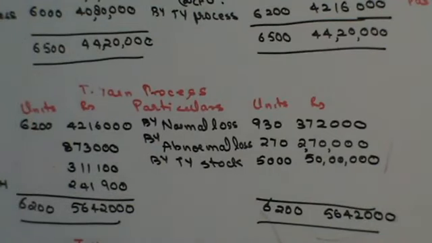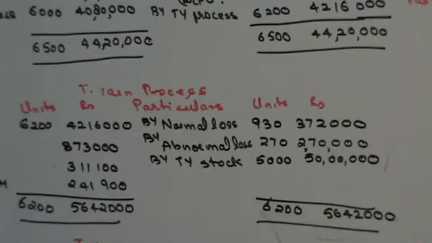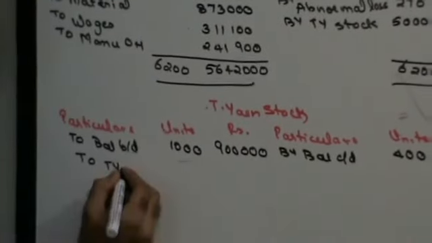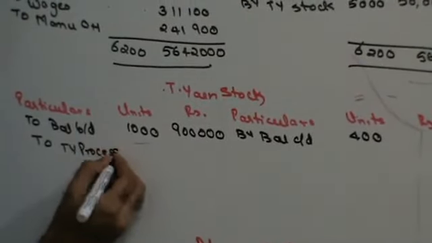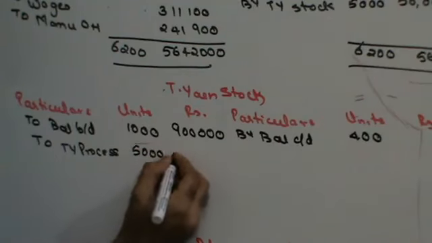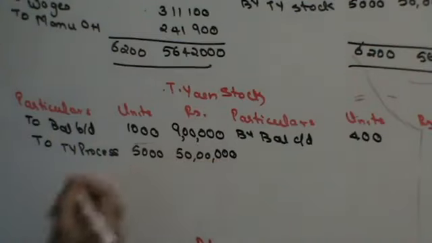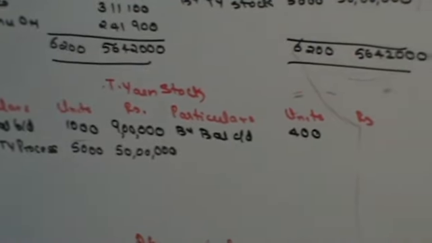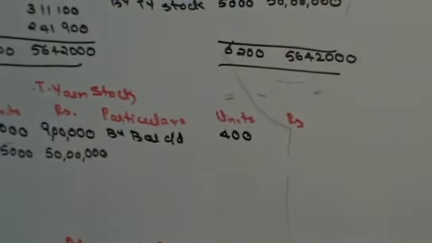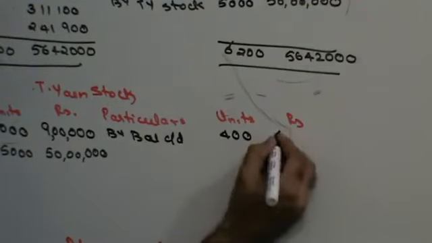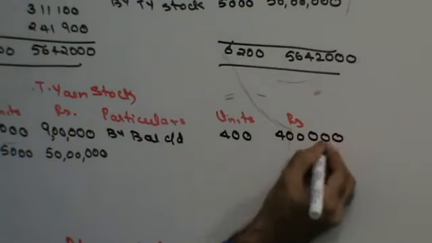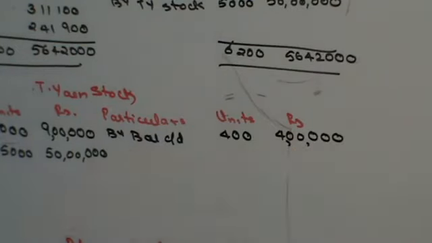Now bring this down here. This is going to be to TY process, 5,000 and 50 lakhs. Now closing value of TY stock is given to you in terms of units, but the amount is not given to you. The amount has to be calculated at the rate of CPU. CPU is given to you as 1000. So 400 into 1000 is going to be 4 lakhs.